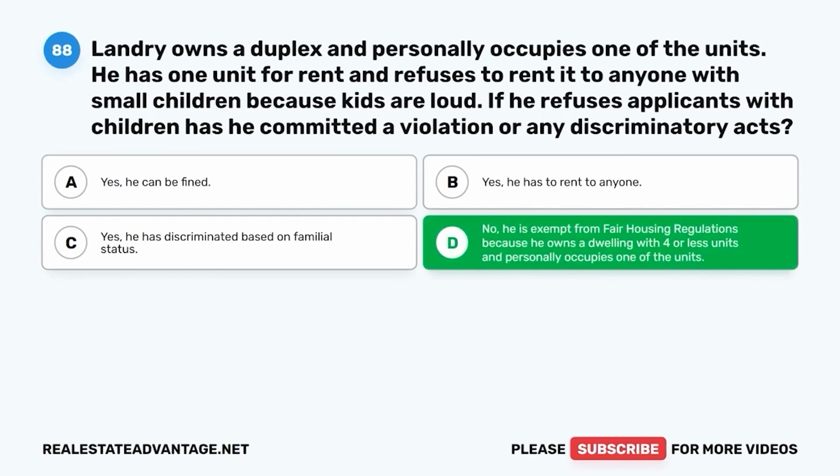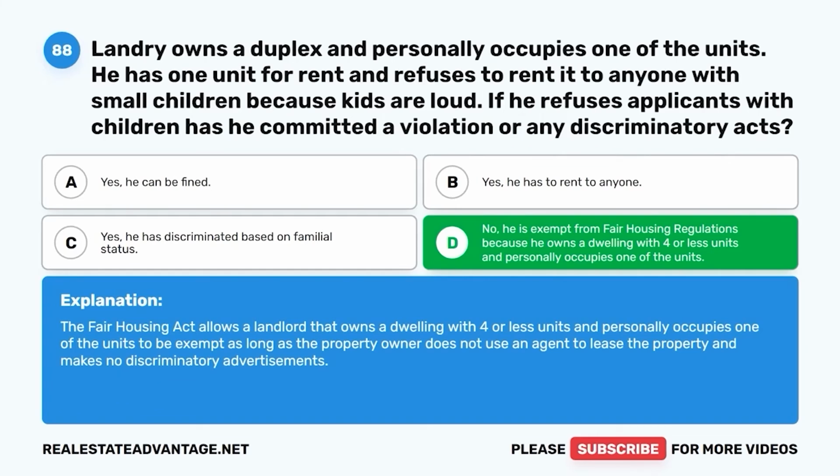The correct answer is D. No, he is exempt from fair housing regulations because he owns a dwelling with 4 or less units and personally occupies one of the units. The Fair Housing Act allows a landlord that owns a dwelling with 4 or less units and personally occupies one of the units to be exempt, as long as the property owner does not use an agent to lease the property and makes no discriminatory advertisements.